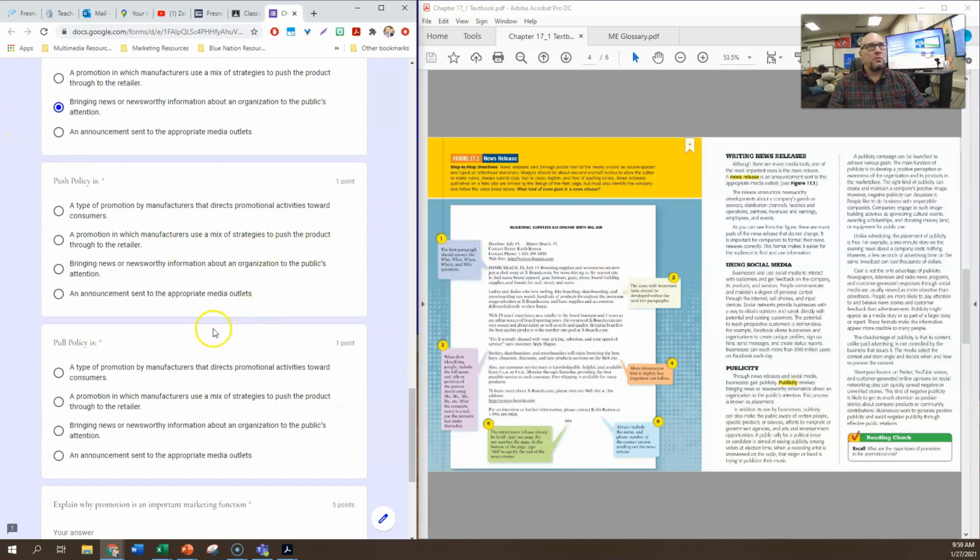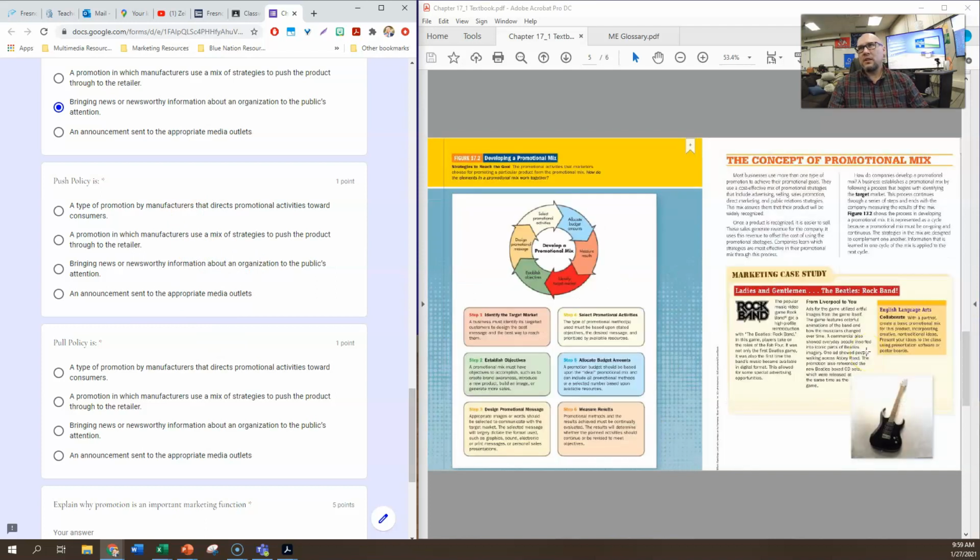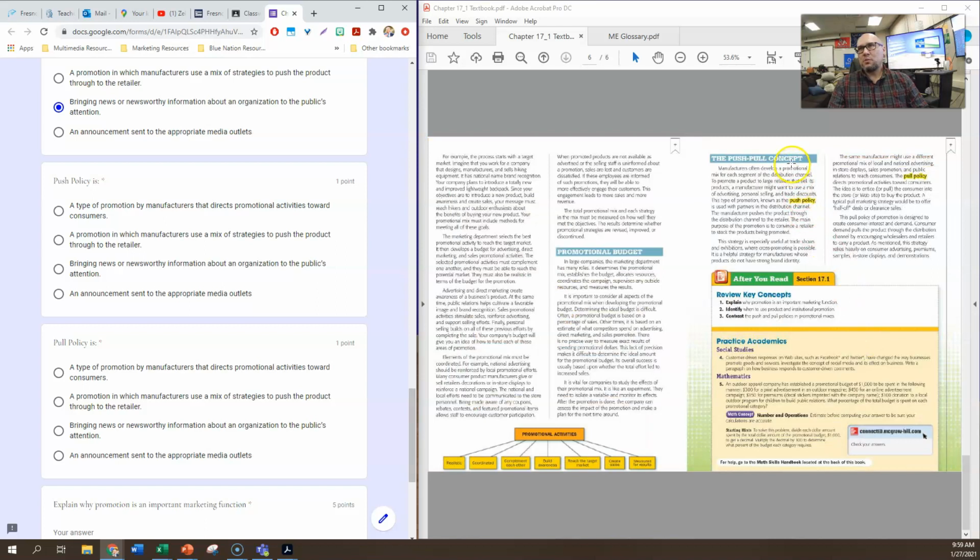Okay, push policy and pull policy. So knowing the difference between these two actually helps you with the third question on the short answers. If we're reading through push policy, it's right here, the whole section of the push-pull concept. You can read push policy here, pull policy here, and basically push policy is a promotion in which manufacturers use a mix of strategies to push the product through to the retailer, and the pull policy is a type of promotion by manufacturers that directs promotional activities towards the consumer.